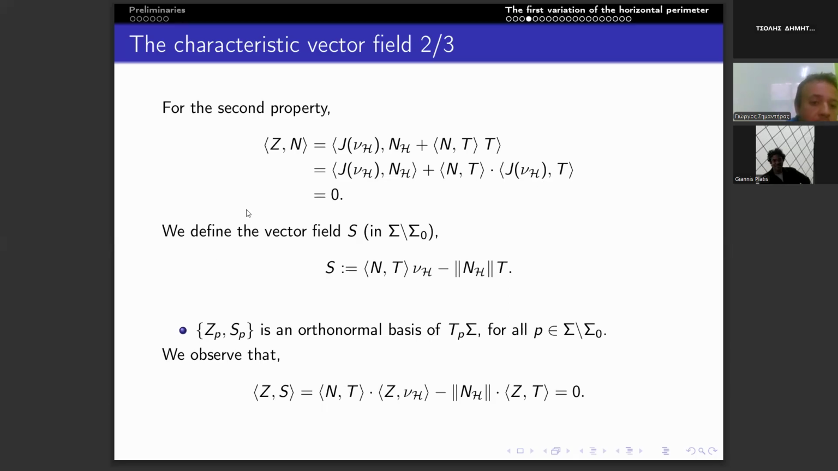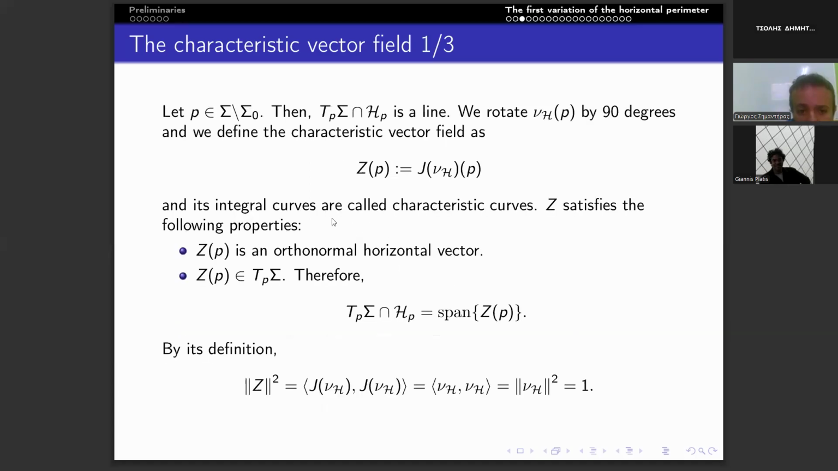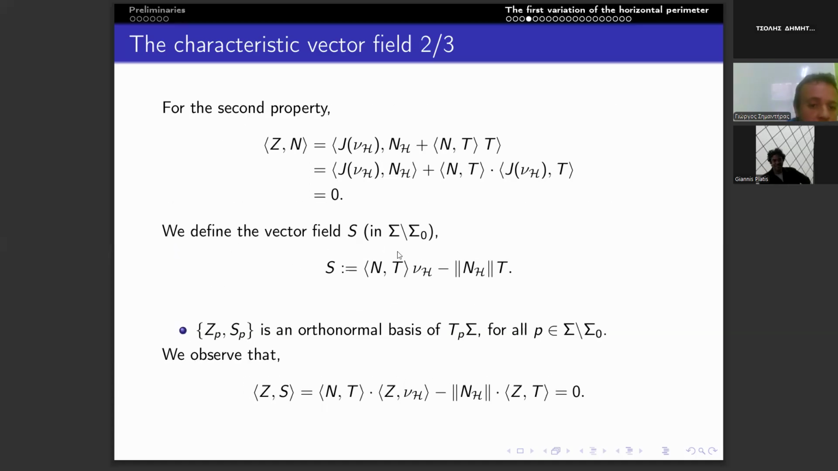Then we define a second vector field, which is the second vector for the basis we want for the tangent plane. So S is defined by this formula. Here, this is the horizontal part of S, and this is the transverse part of S. And one can prove that at the point P, Z_P and S_P form an orthonormal basis of the tangent plane for a non-singular point P.